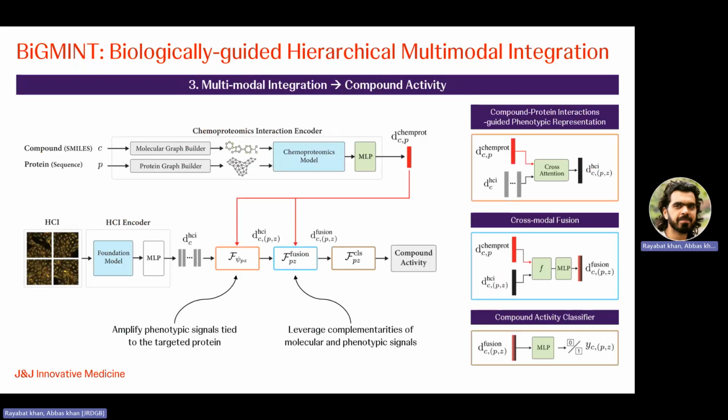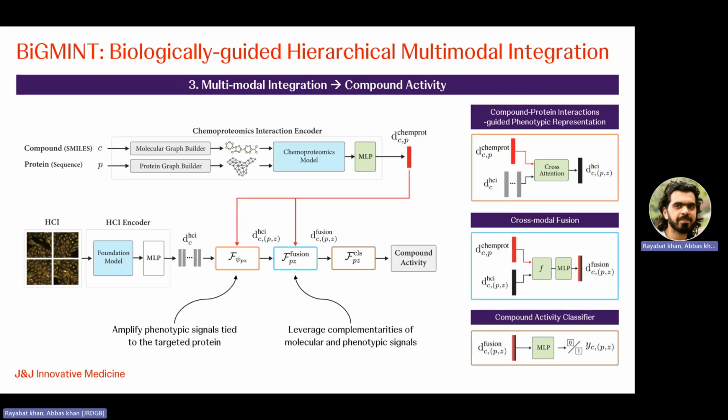Here is the key insight. The cell images show the compound's total effect. It's a composite of all the proteins being perturbed at once. So if we want to predict activity for a specific protein, we need to focus the image signal. That's exactly what our cross-modal fusion does.